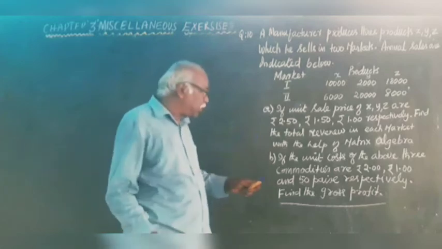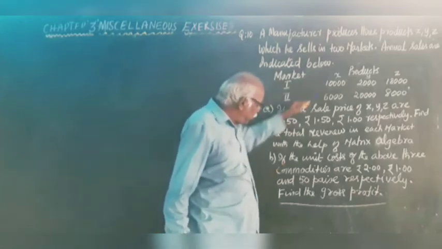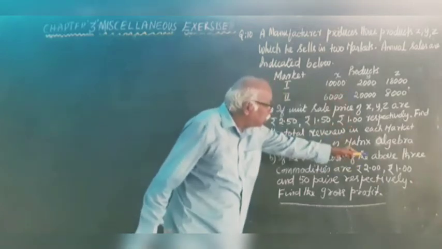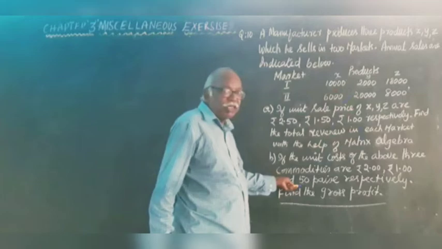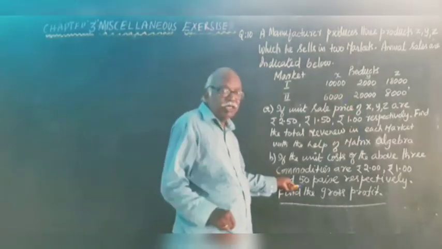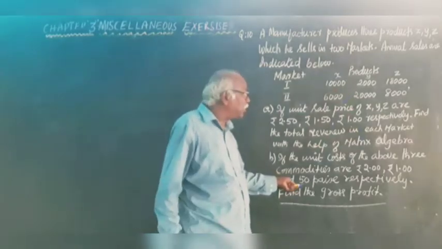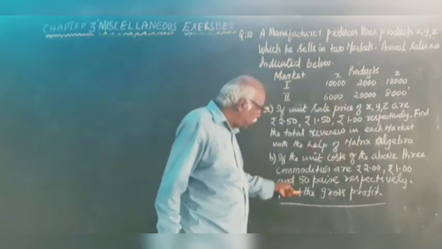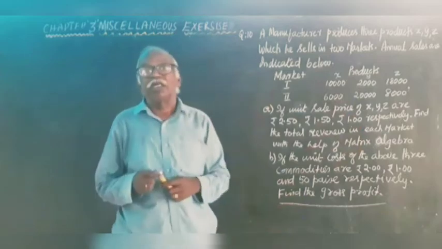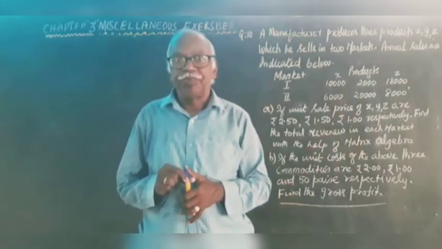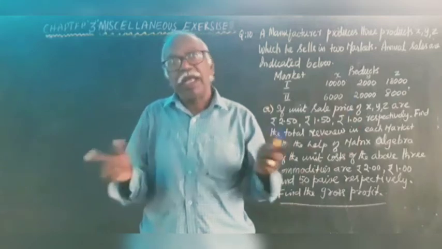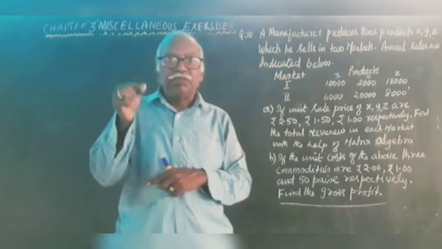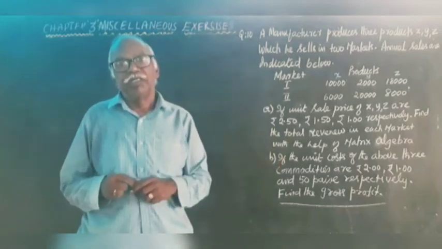The total cost of the first market is 10,000 into 2 rupees plus 2,000 into 1 rupee plus 80,000 into 50 paise. That is the total cost of the first market. The total cost of the second market is 6,000 into 2 rupees plus 20,000 into 1 rupee plus 8,000 into 50 paise. Add both markets for the total cost. Then subtract the total cost from the total revenue, and we get the gross profit.